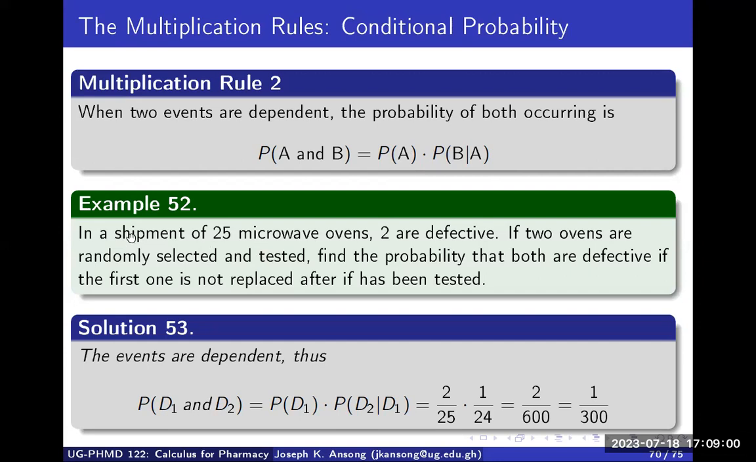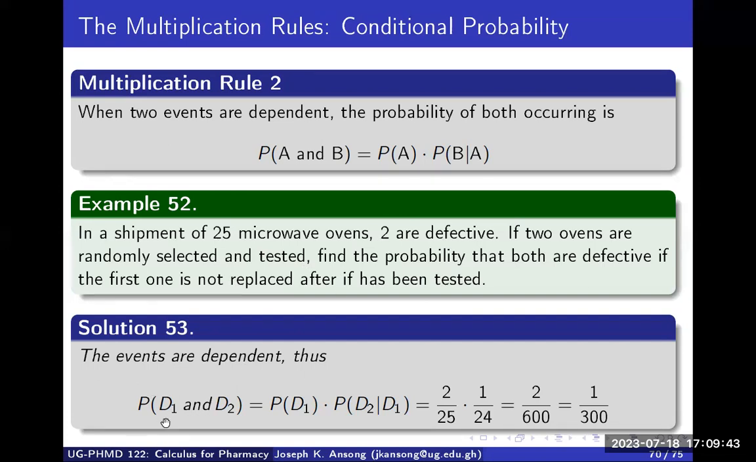Good. So here's an example. In a shipment of 5 microwave ovens, 2 are defective. If 2 ovens are randomly selected and tested, find the probability that both are defective if the first one is not replaced after it has been tested. This is important. If you replace it, then it's not dependent, right? But if it's not replaced, then you have to think of conditional probabilities. Then the events are dependent events.